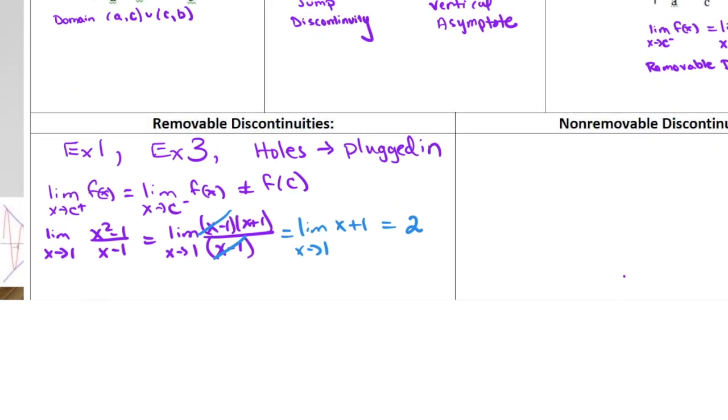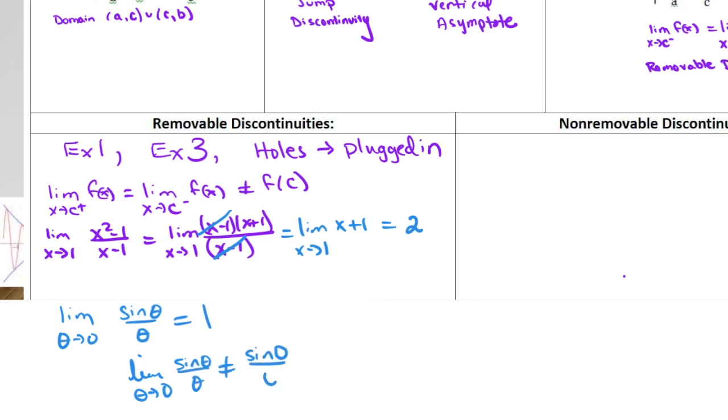Another place where we're going to see this, one that you just practiced recently, is the limit as theta goes to 0 of sine of theta over theta. Now you know the answer is 1, and if you take the limit as you approach from the left and the limit as you approach from the right, you get your 1. But these limits do not equal the value. The limit of sine of theta over theta does not equal sine of 0 over 0. And because they're not equal, this is a removable discontinuity.